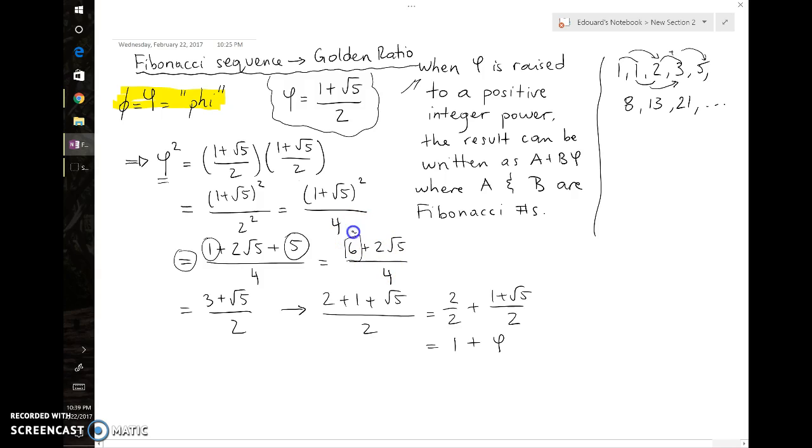Further, this is an even number. This 2 here that I'm multiplying by square root of 5 is an even number. And 4 is an even number. So I can divide every single term in this expression, in this fraction, by 2.